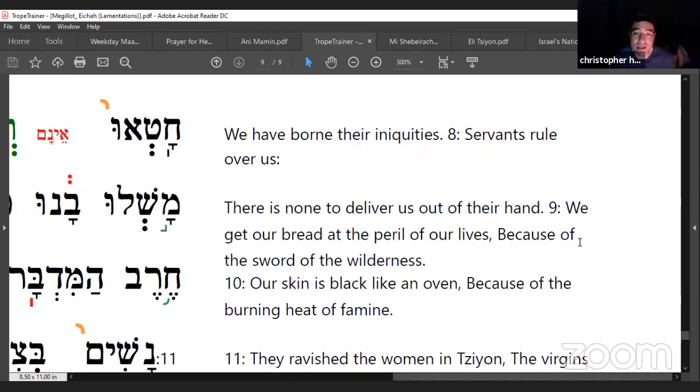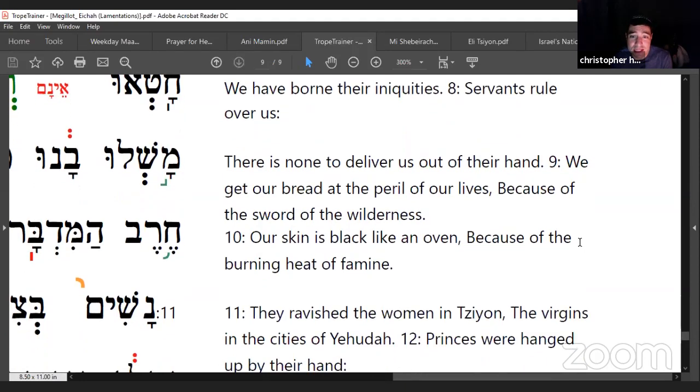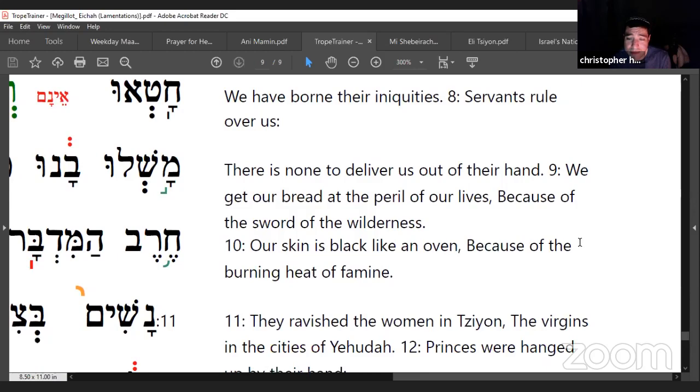We have borne their iniquities. Servants rule over us. There is none to deliver us out of their hand. We get our bread at the peril of our lives because of the sword of the wilderness. Our skin is black like an oven because of the burning heat of famine.